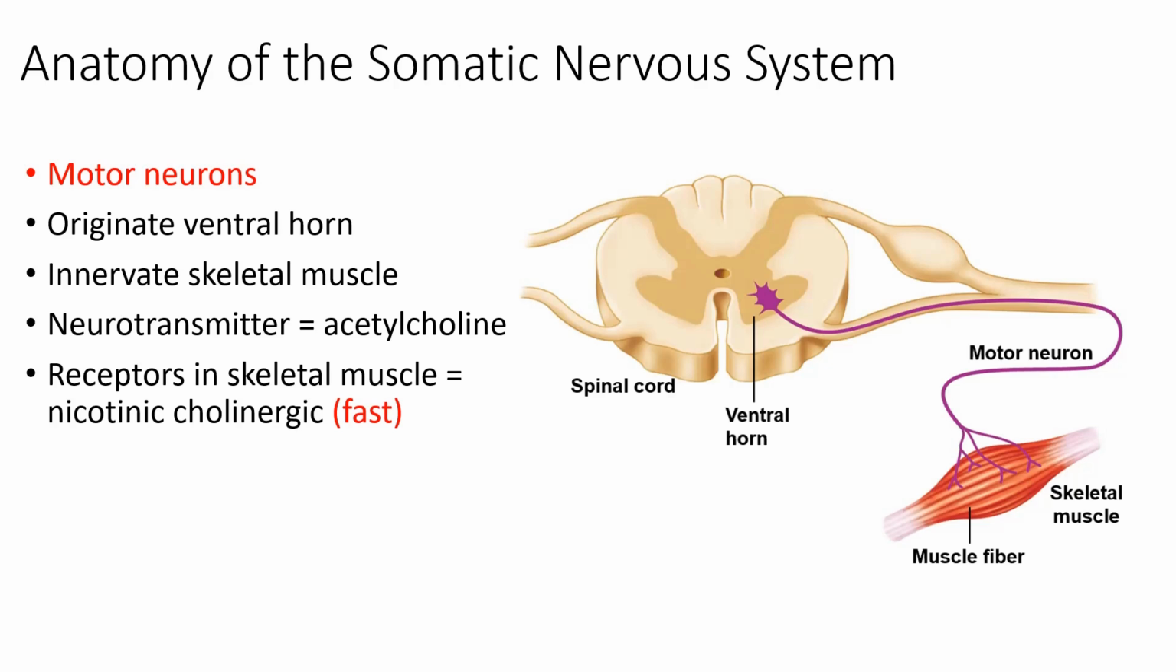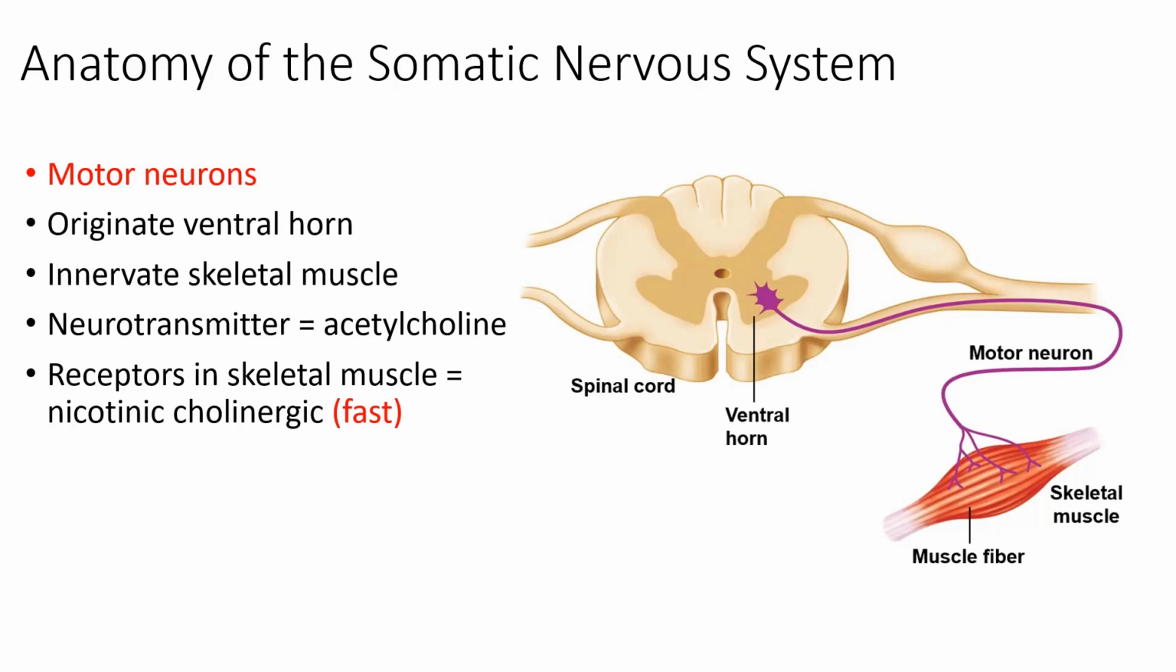The neurons here are not preganglionic or postganglionic. The neurons here are entirely differently named. They are motor neurons. They originate from a different area of the spinal cord. Whereas we spoke about the autonomic fibers arising from the lateral horn, the somatic fibers, the motor neurons, arise from the ventral horn of the spinal cord, so the anterior portion of this cross section of our spinal cord.